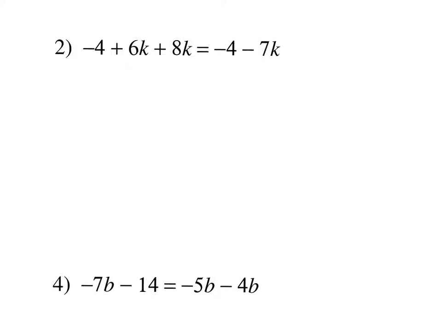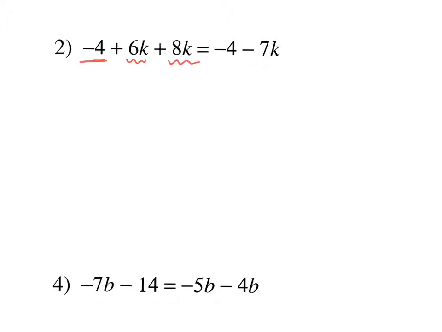Well, on number 2, I don't have any parentheses. So I will skip the distributing step and move right on down to combining like terms. So I like to go through mine and underline my like terms. So on the left-hand side, I have numbers and then I have my K's. Well, I just have my 4, and then under my K, I put squiggly lines. So I have 6K and 8K.